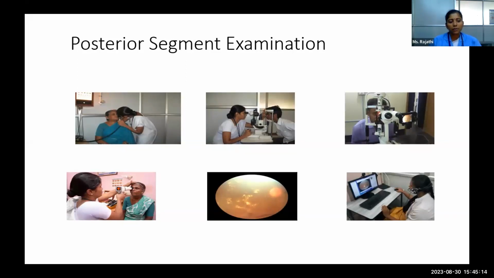The first picture shows a direct ophthalmoscope, and the second one is a 90 dioptre lens used with the help of a slit lamp. The third one is a slit lamp mounted fundus camera, and the fourth one is a handheld fundus camera. The image is taken from the camera, then we send the images to the teleconsultation doctor. The doctor sees the images, then gives the advice.